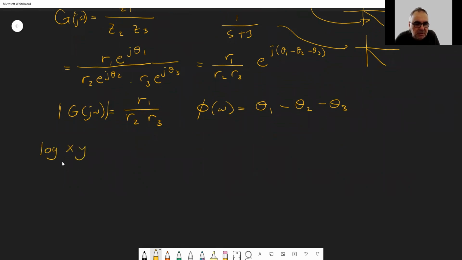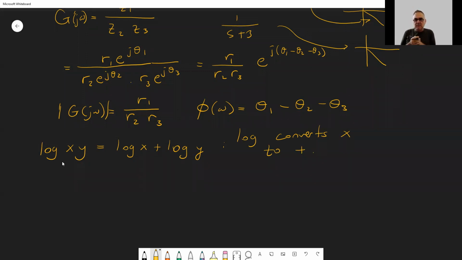Now, the good thing about logarithm, as you remember, logarithm of a multiplication is log x plus log y. Actually, the reason logarithms were devised in the past was to make multiplication easier. Log converts multiplication to addition, okay? You take the log, you add them up, and then you take the inverse log to find a complex multiplication. Now, this is exactly what we will do.